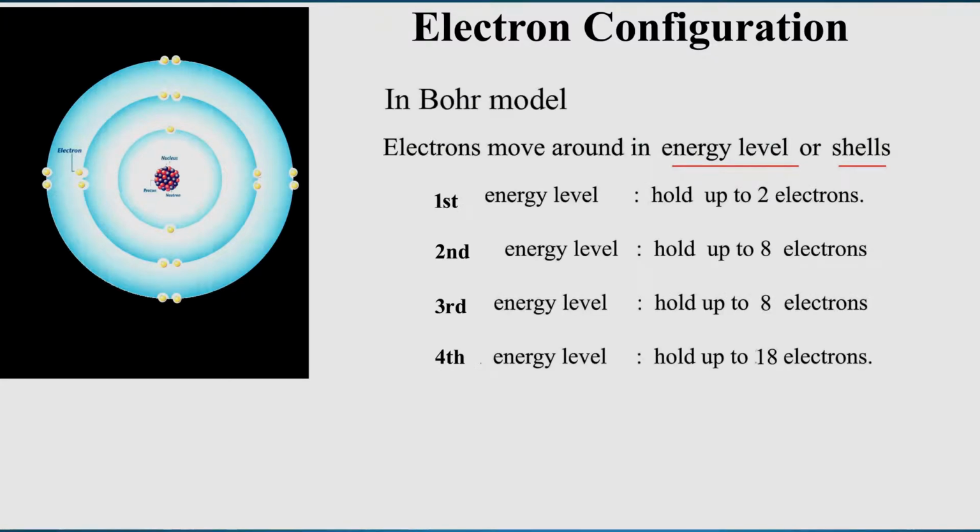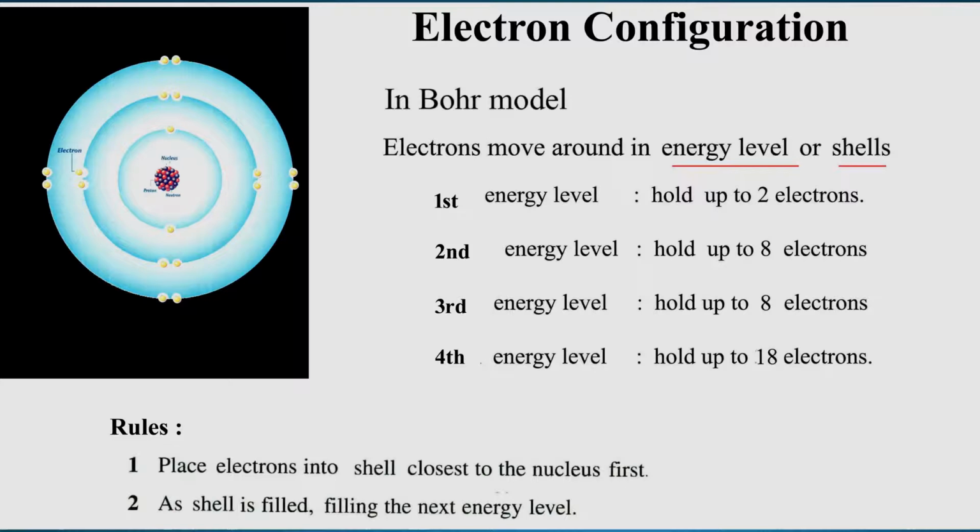On level 1, you will have a maximum of 2 electrons. Level 2, maximum 8 electrons. Level 3, 8. And level 4, 18 electrons. Now see: the first shell can hold a maximum of 2 electrons. Second shell, 8 electrons. Third shell, 8. Fourth shell, I have not shown on this graph.